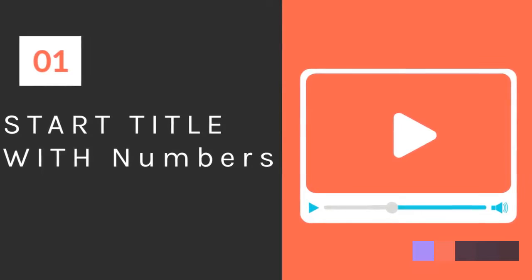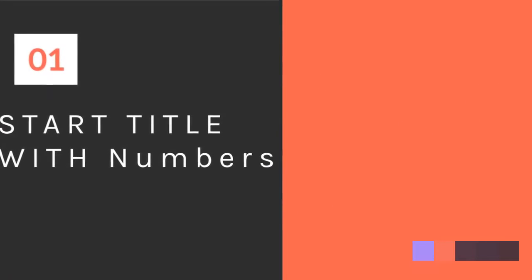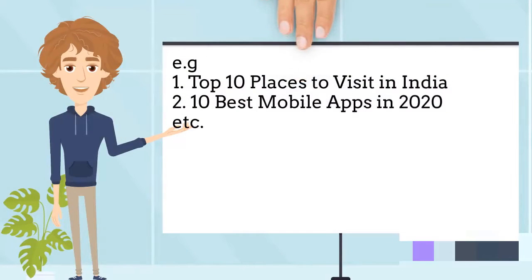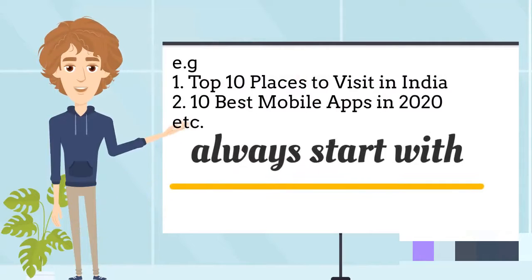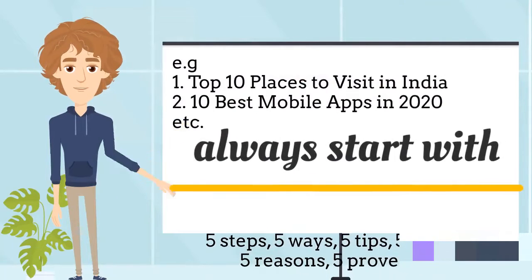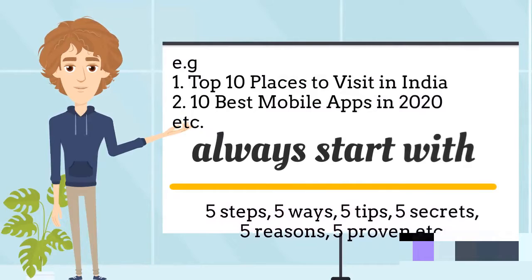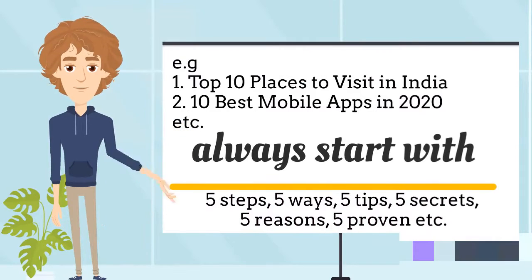Number 1. Start title with numbers. For example, top 10 places to visit in India or 10 best mobile apps in 2020. Always start with 5 steps, 5 ways, 5 tips, etc.